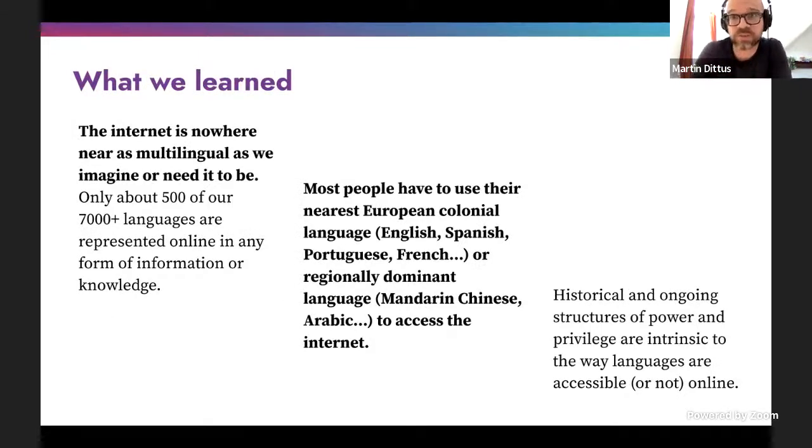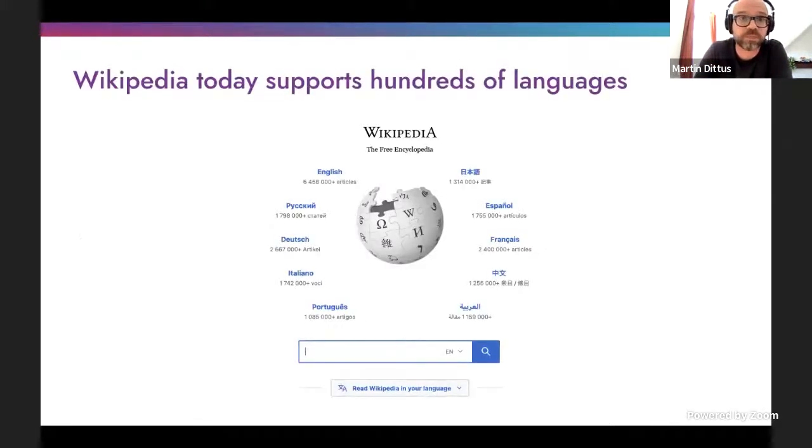Just before I jump to the Wikipedia part, just at a very high level, what we learned from the work as a whole is maybe not surprising these days. The internet is not as multilingual as we might expect. A lot of the online platforms that people use are predominantly using a small number of languages like English, like Mandarin Chinese. Arabic tends to be very well supported, but many languages don't tend to be as prominent online. And I'll show you some examples in the Wikipedia context in a bit.